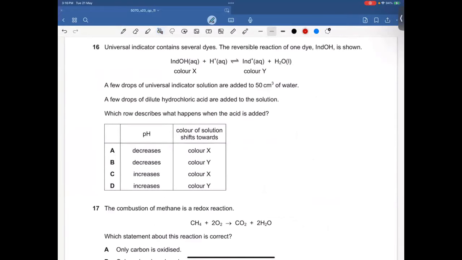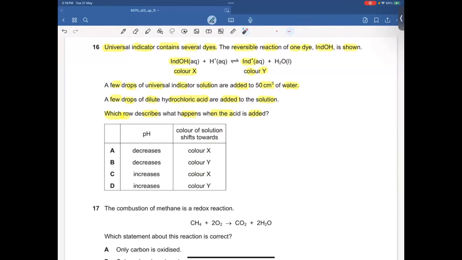Question 16. Universal indicator contains several dyes. The reversible reaction of one dye is shown. This dye has color X and this ion has color Y. A few drops of universal indicator solution are added to 50 cm cube of water. A few drops of dilute hydrochloric acid are added to the solution. Which row describes what happened when the acid is added?